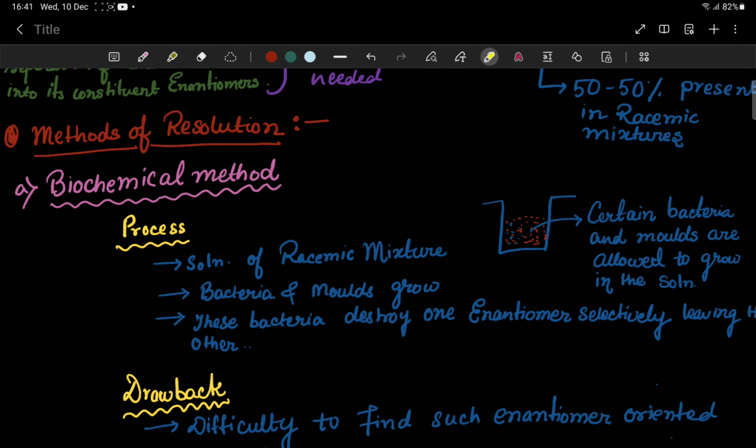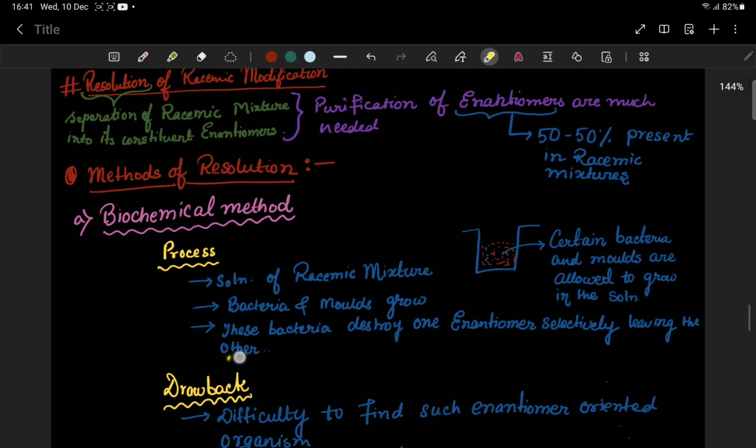In this process, a solution of the racemic mixture is taken. Then certain bacteria and molds are allowed to grow in this solution. Certain chemical specific bacteria are used, to be very specific. These bacteria destroy one enantiomer selectively, leaving the other. So the bacteria should be very specific about which enantiomer we need. This is actually chemical specific.